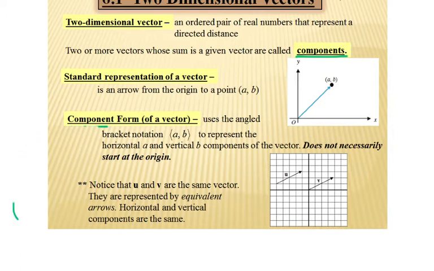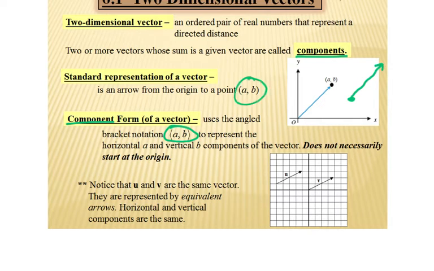It uses this notation to represent the horizontal and vertical components of the vector and does not necessarily start at the origin. So the interesting part about these is that you can actually have them start over here, for instance, but it must be that same direction over and up from this point that was made.